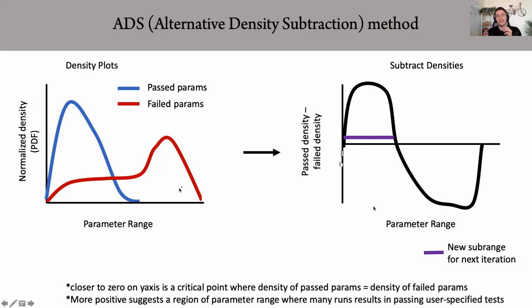So it's up to the user prior to running CaliPro whether they use HDR or ADS. Typically, we suggest using ADS because that leverages information from both the runs that passed and the runs that failed, but HDR can work just as well, depending on the situation.